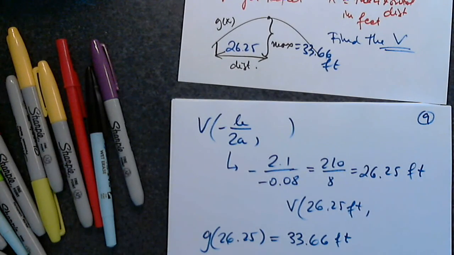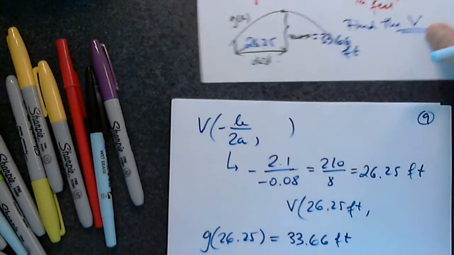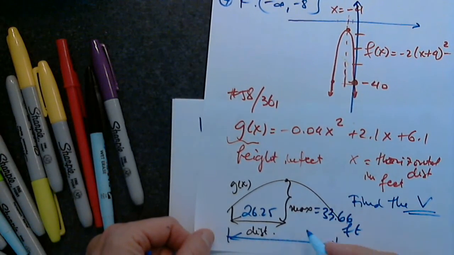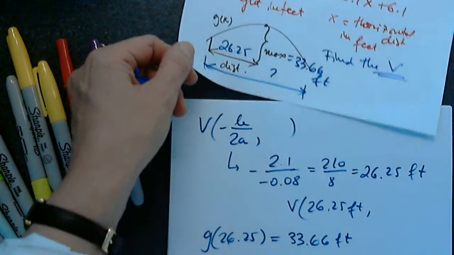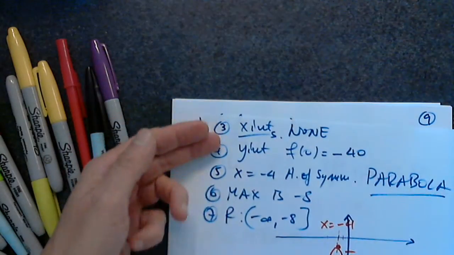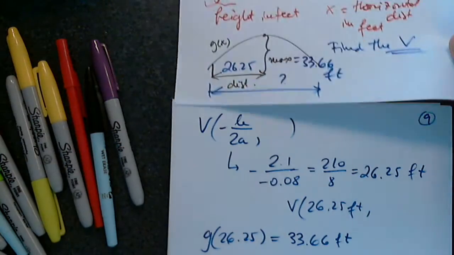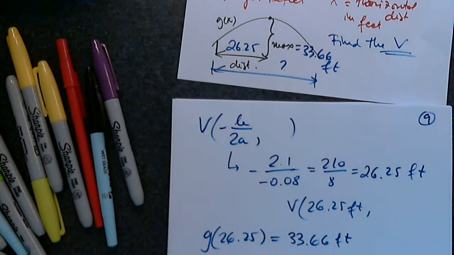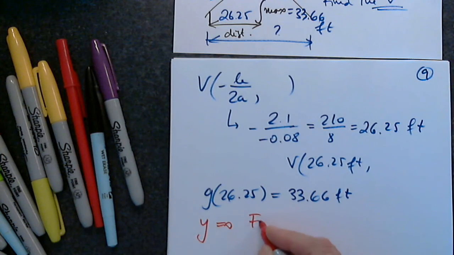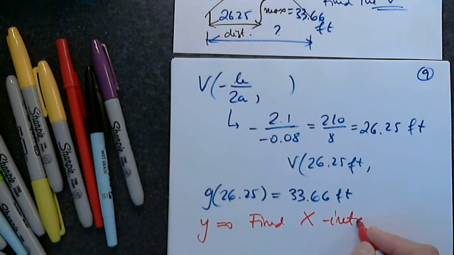Okay, part B. What is the shot's maximum horizontal distance? In other words, this distance till it hits the ground. How do I determine that? And what am I really asked to find now? From the list of 7 items, which one are we asked to determine now? Very good. So we want to find when y is 0, find x intercepts.